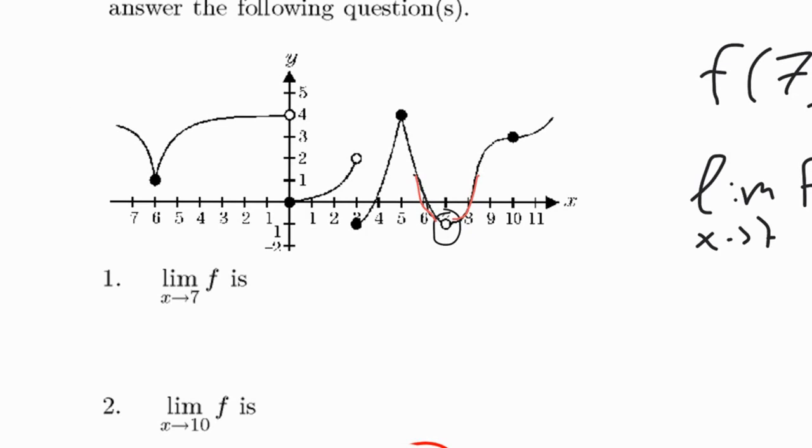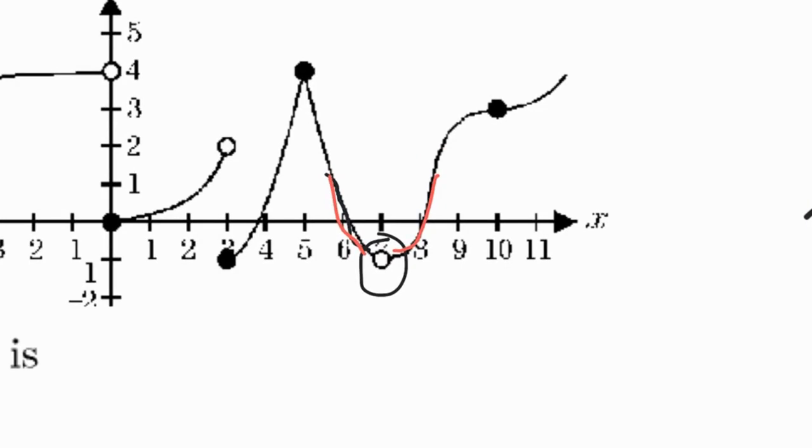When it comes to 10, let's look at 10. We have the function does exist, and it also would have approached 3, so the limit as x approaches 10 would be 3. So please get these values right here. I want to see them in your notes.